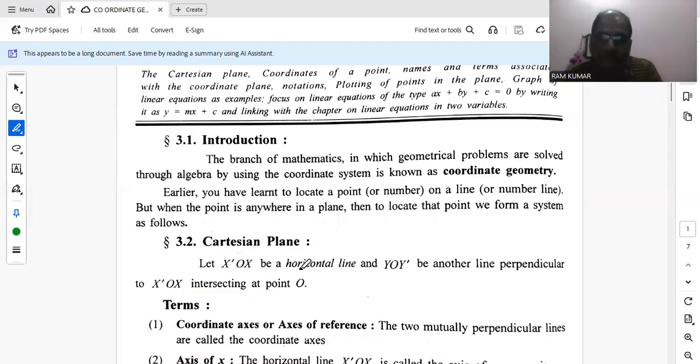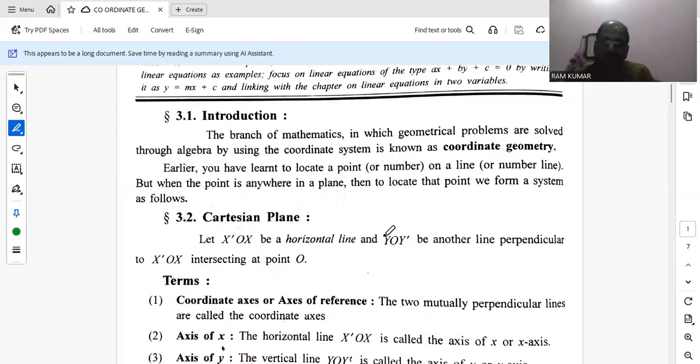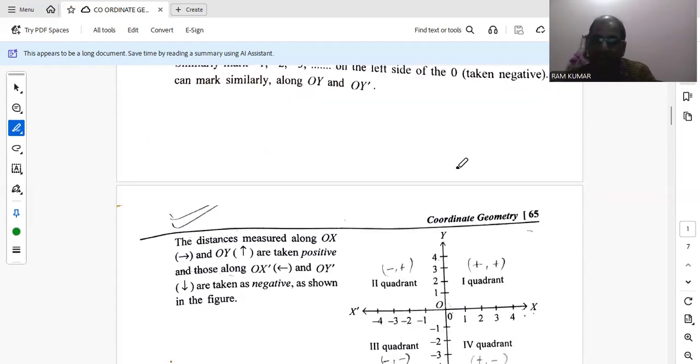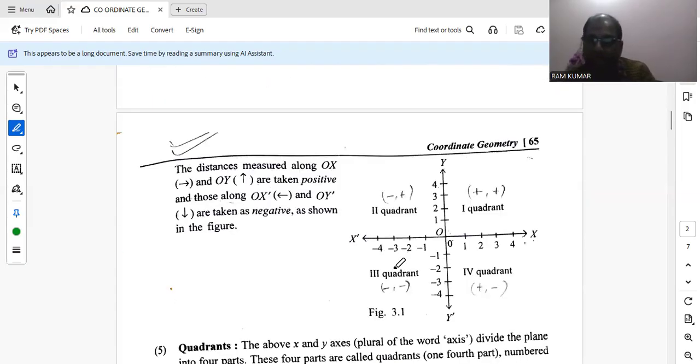What is a Cartesian plane? Cartesian means the plane surface divided by two perpendicular lines is called a Cartesian plane. So just take one plane. See, I'm showing here. This is the plane, and we have to divide it into four parts by two perpendicular lines. This line we call the horizontal line and this line we call the vertical line. So these two lines are perpendicular to each other.